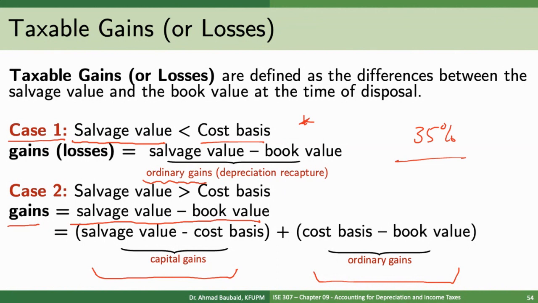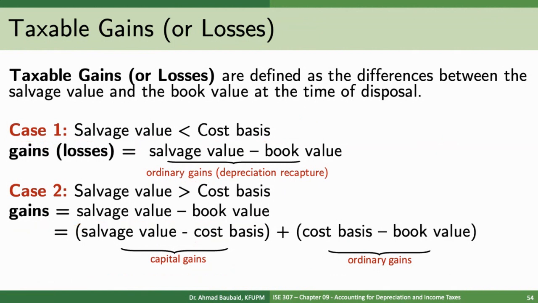For the second case, if I sell it for more than what I initially bought it for, more than the cost basis, the formula again is the same, but here I can have an additional breakdown. Here you see they just subtracted and then added the cost basis. The reason why is because sometimes these have different terms. The salvage value minus the cost basis, this initial term, is called capital gains. The cost basis minus the book value is called ordinary gains. Why do they do this? Because sometimes this has a different rate than this one.